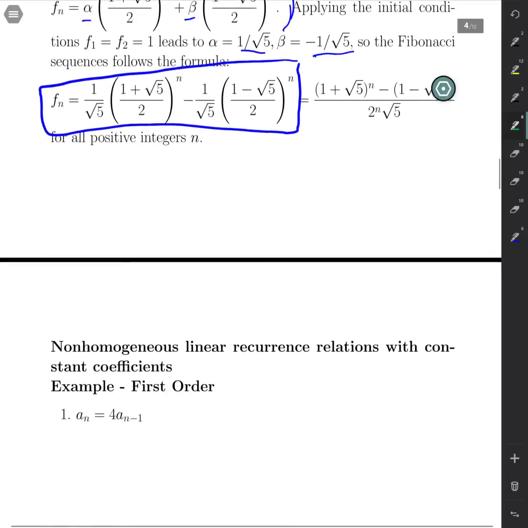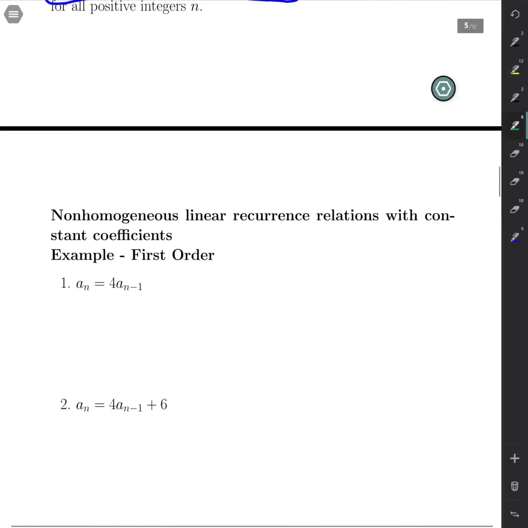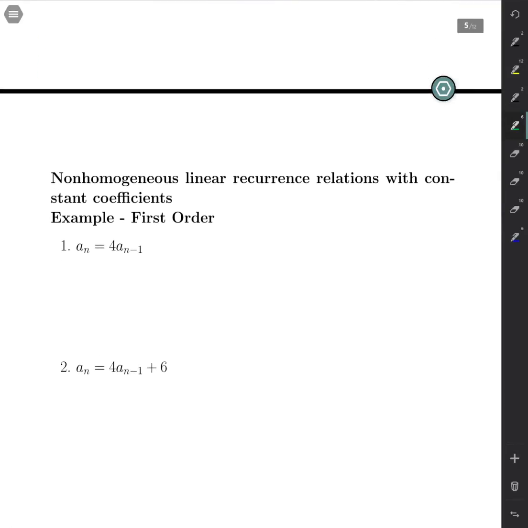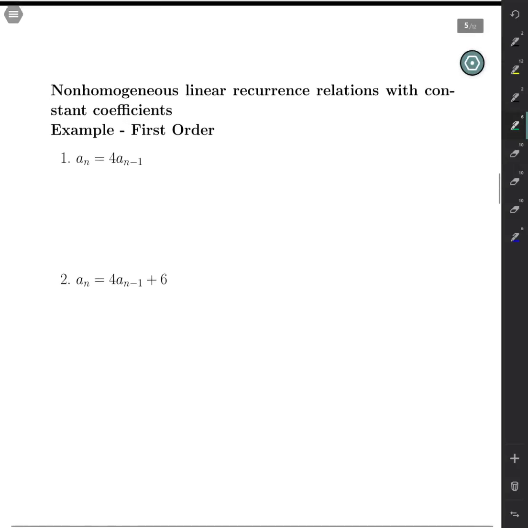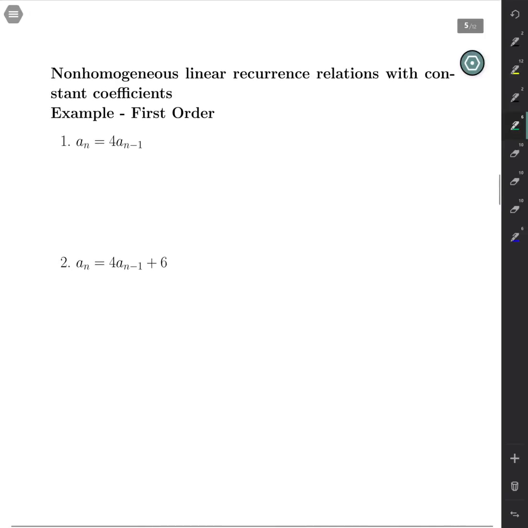So having looked at some homogeneous ones of various orders, including up to order 3, we've done some of those problems in the web work and in class. Now we want to look at the non-homogeneous case. And so we'll start off by recalling what the homogeneous case looks like for the linear first order with constant coefficients.